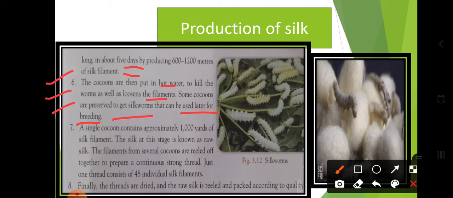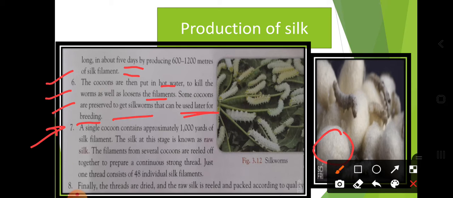So what do we do with the cocoons? We put them into hot water to kill the worms. Extra worms will be there, so we have to clean them. For cleaning purposes, they are put into hot water to kill the worms as well as loosen the filaments. We have to break the filaments. The filament is nothing but the cocoon's part. Some cocoons are preserved to get silkworms that can be used later for breeding.